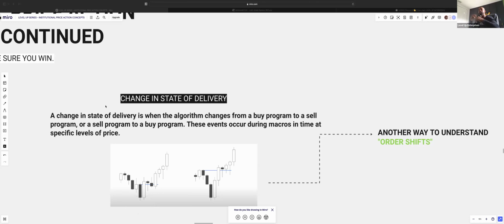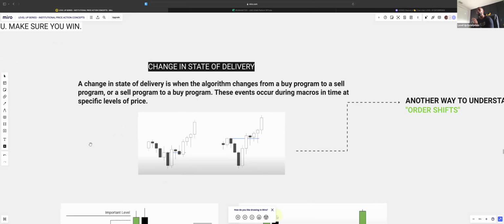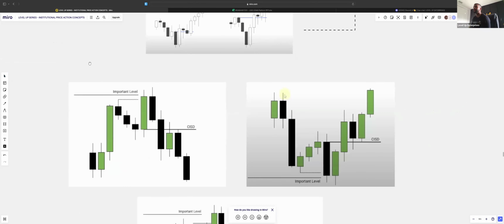These are times where the market, more often than not, has that order flow, that engine, whatever this algorithm is, turned on to either go after liquidity or, if not, rebalance price. So a change in state of delivery is something else that we're able to use to understand when that order flow or that order shift happens.